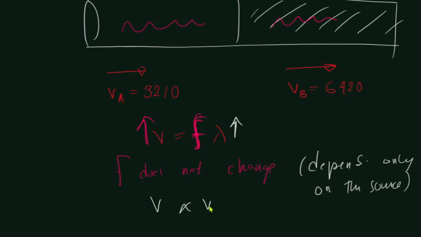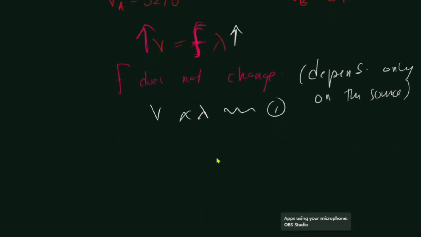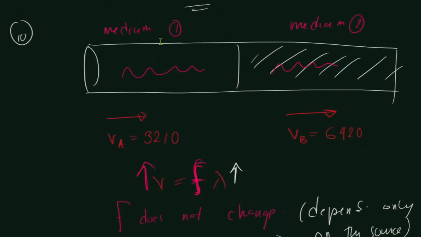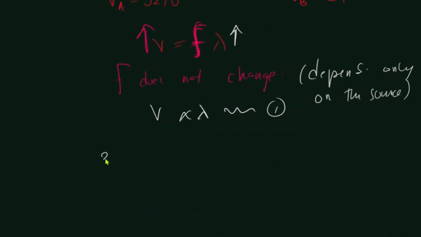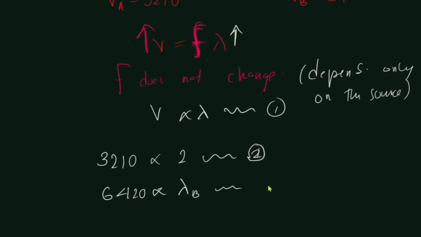So we need to understand, in this case, the velocity is going to be proportional to the lambda. So initially the speed was this much and lambda a was given to be 2 meters. So when the velocity is 3210, the lambda is 2, and when the speed is 6420, we need to find the lambda b.